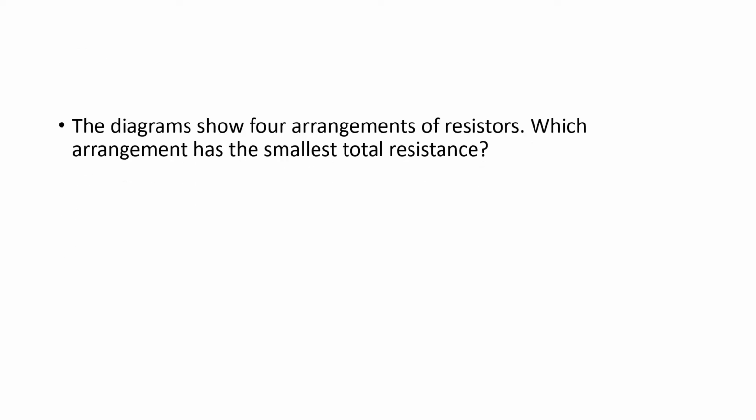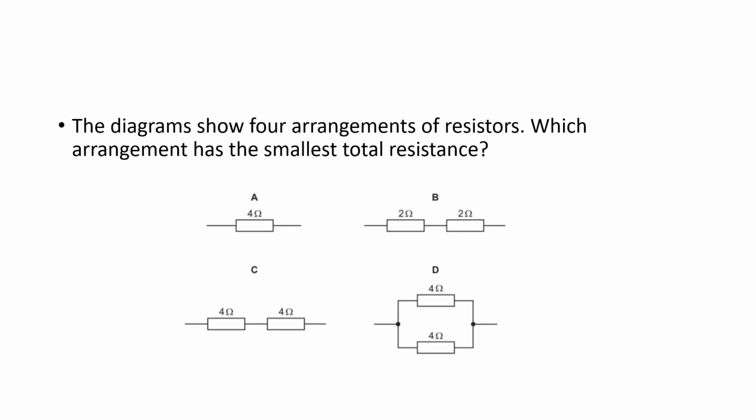The next question is, the diagram shows four arrangements of resistors. Which arrangement has the smallest total resistance? This is the diagram. We have to find out the resistance of each of these circuits and conclude which has the smallest resistance. Here we have only one resistor, that is 4 ohm, so the total resistance is 4 ohm. And here this is 2 ohm and this is 2 ohm, and they are connected in series.